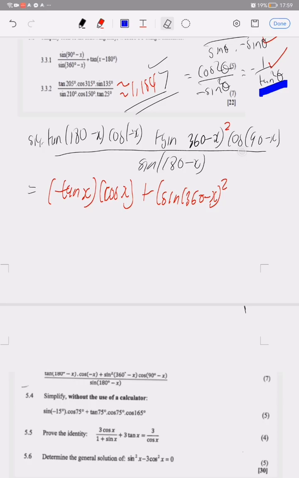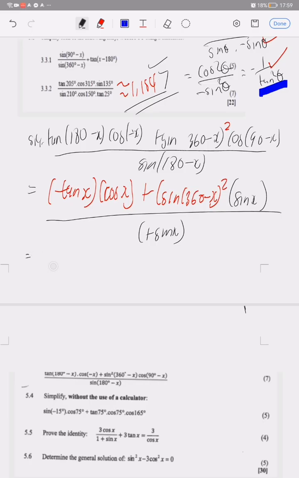Cos of 90 minus x, which quadrant is this one? 90 minus x is the first quadrant, but since we have a 90, it becomes a cofunction, it becomes a sine of x, over what we have here. Sine of 180 minus x is in the second quadrant, where sine is positive, so it's just positive sine x.